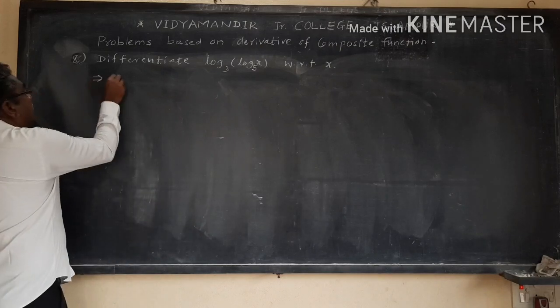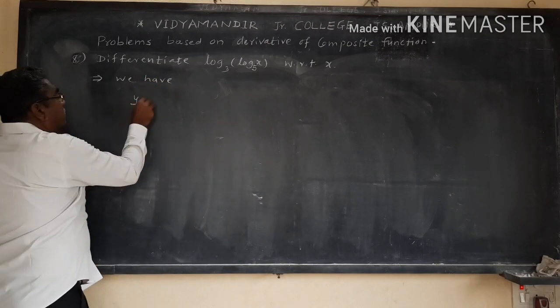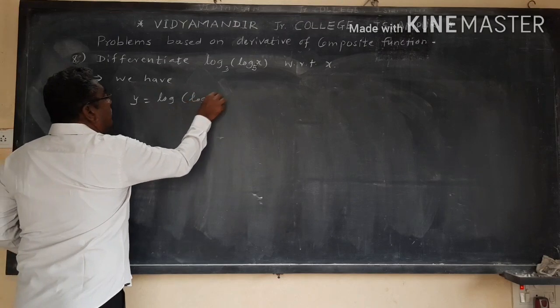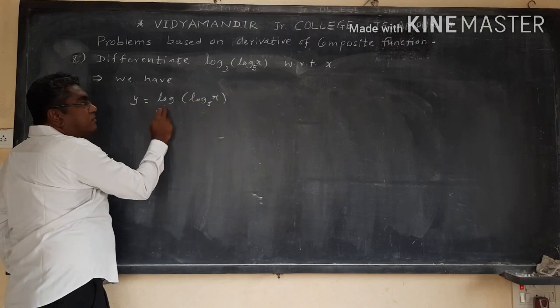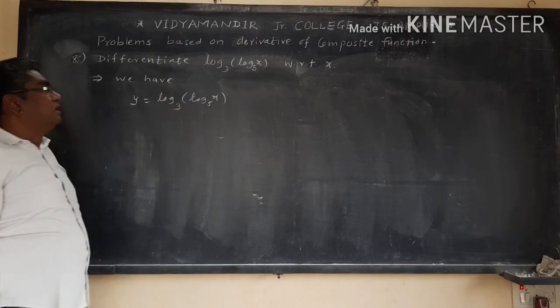Solution: we have y equal to log of, in bracket, log x to the base 5, overall log of log x to the base 5 to the base 3.